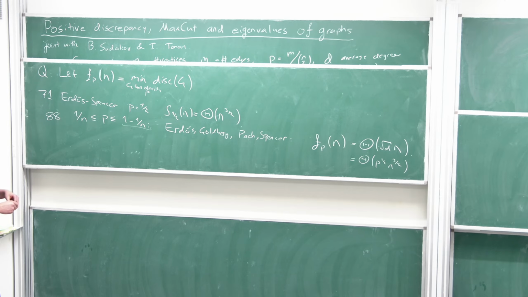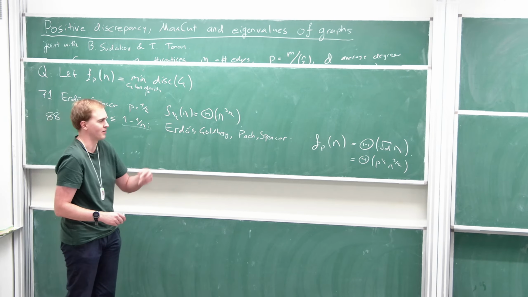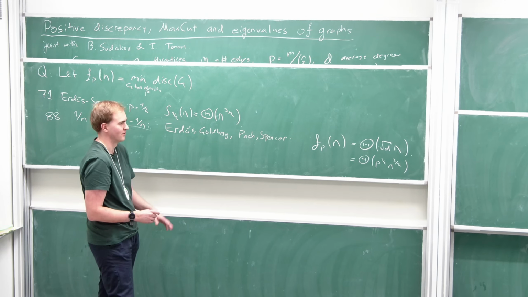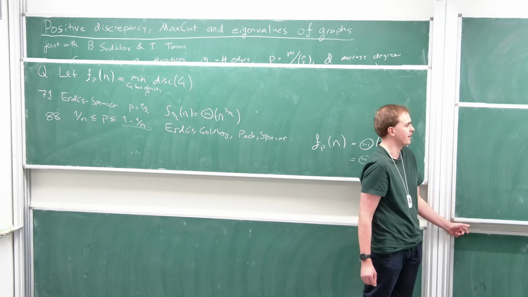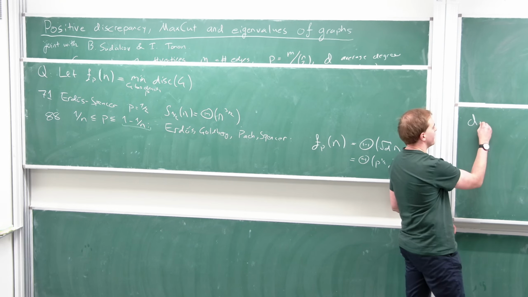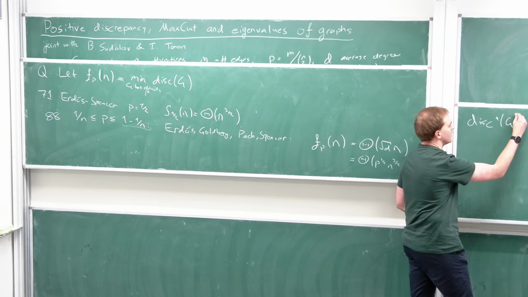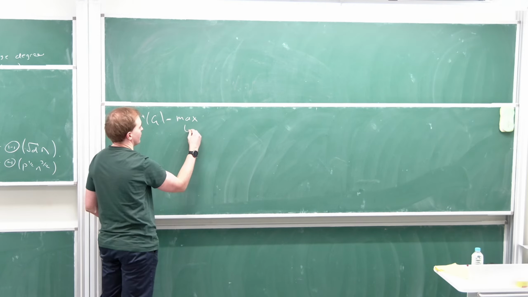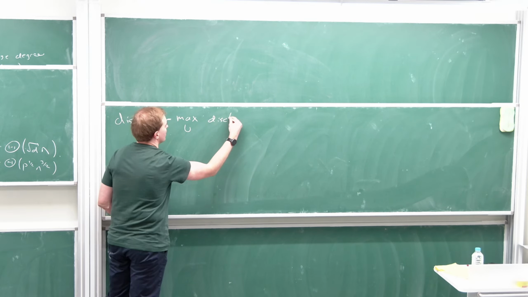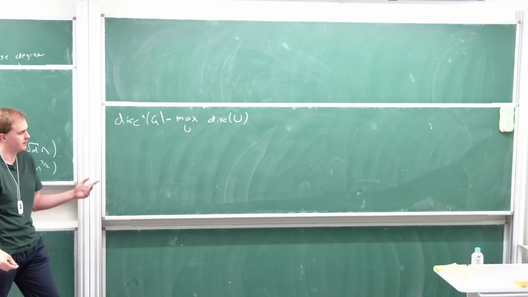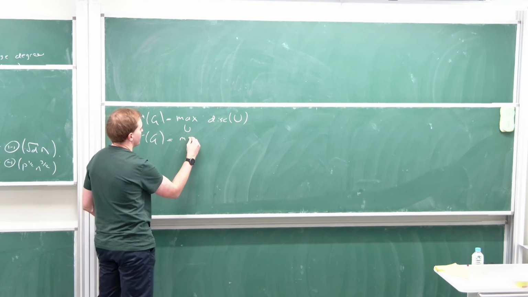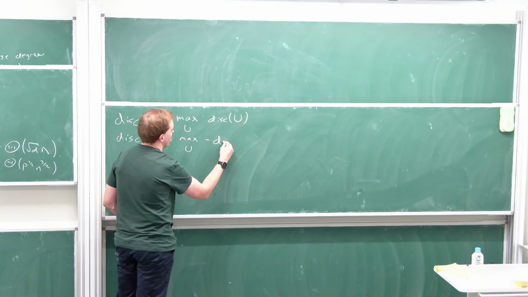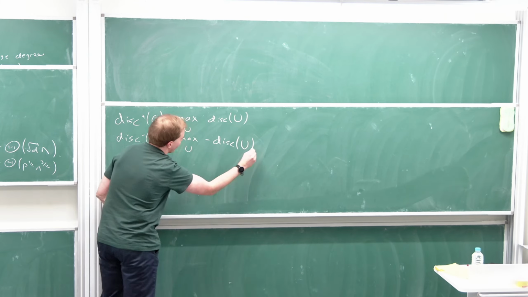Okay, so is this the end of the story? Because we have basically determined the growth speed. Gladly not, because we can look at these one-sided quantities. Define the positive discrepancy of G to be simply the maximum of the discrepancies, and the negative discrepancy to be the minimum of them, but with the sign flipped.